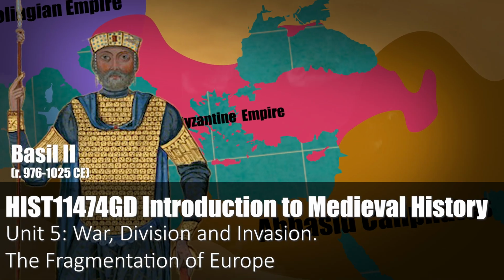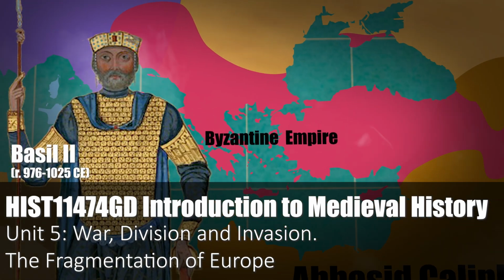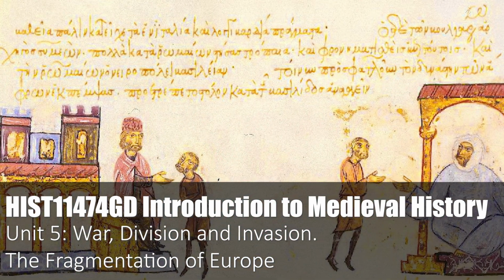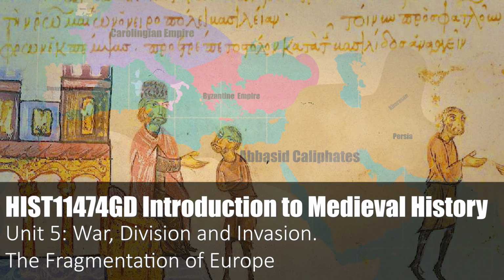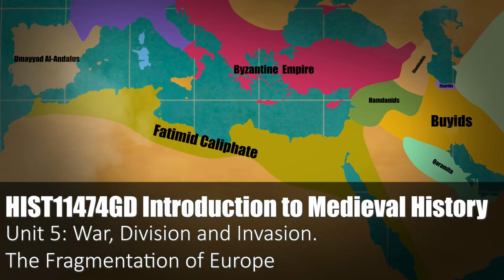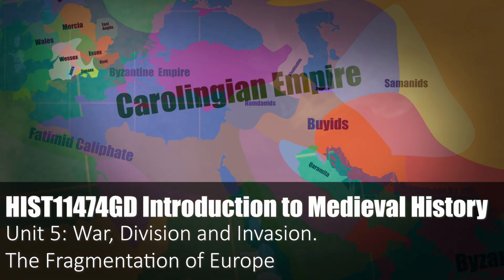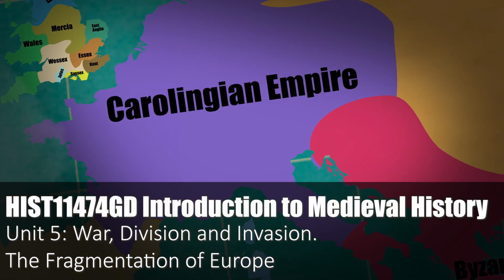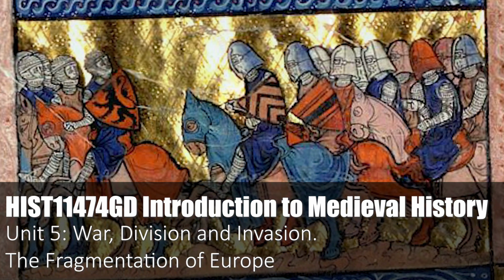We'll see under the rule of Emperor Basil II, the resurgence of the Byzantine Empire, and watch its borders expand. In the Islamic world, we'll see the fragmentation of the Abbasid caliphates with the rise of new, powerful regional dynasties such as the Fatimids in North Africa and the Buyids in Persia. In the West, we'll witness the end of the Carolingian Empire as Europe descends into bloodshed and war.